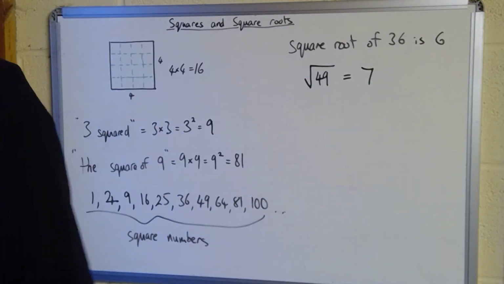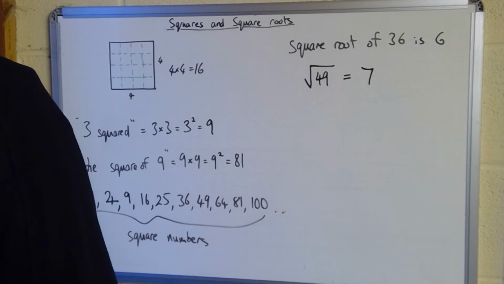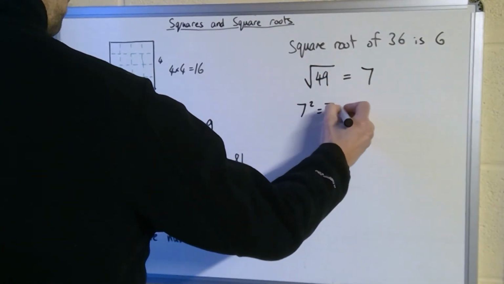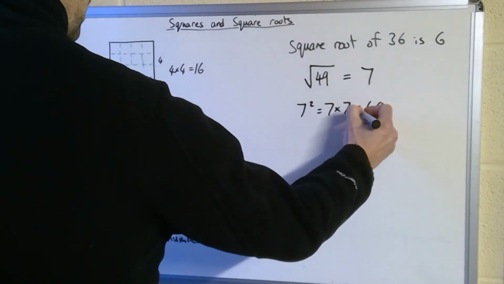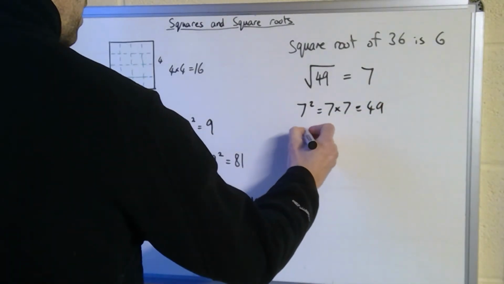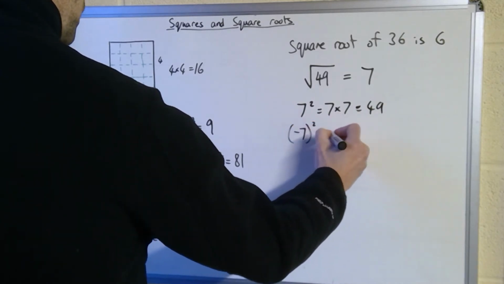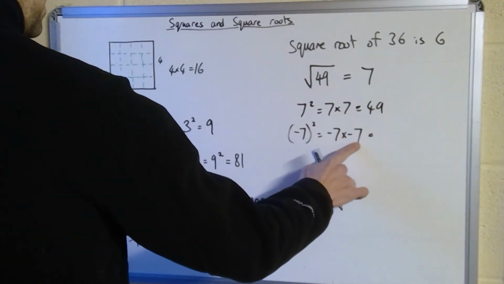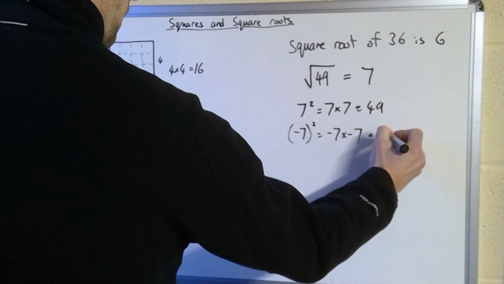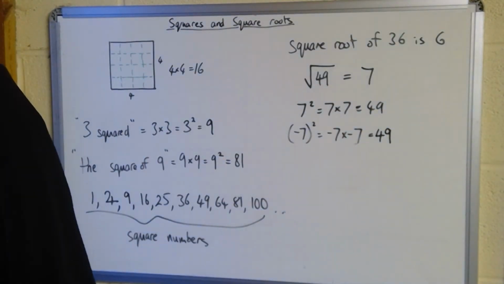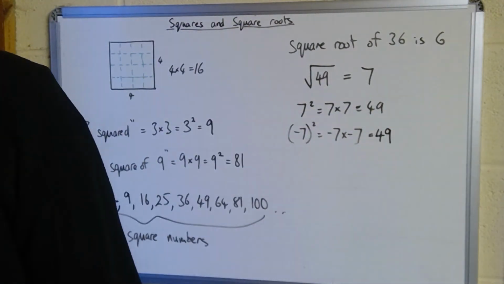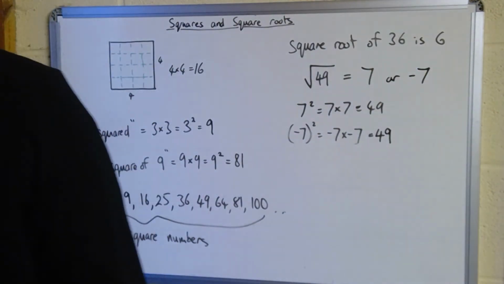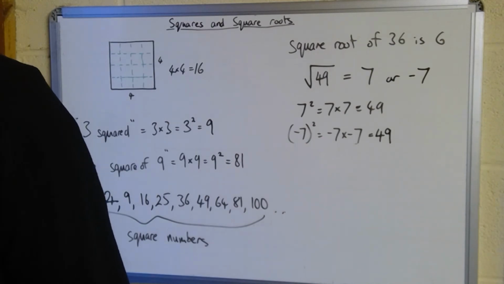Now actually there's a little bit more to this than meets the eye. Because if I talk about 7 squared, which would be 7 times 7, which would be 49. But actually, if I did negative 7 squared, that would be negative 7 multiplied by negative 7. And a negative times a negative gives me a positive. So that would also give me 49. So actually, the square root of 49 is 7 or negative 7. So either of those could be given as the answer.